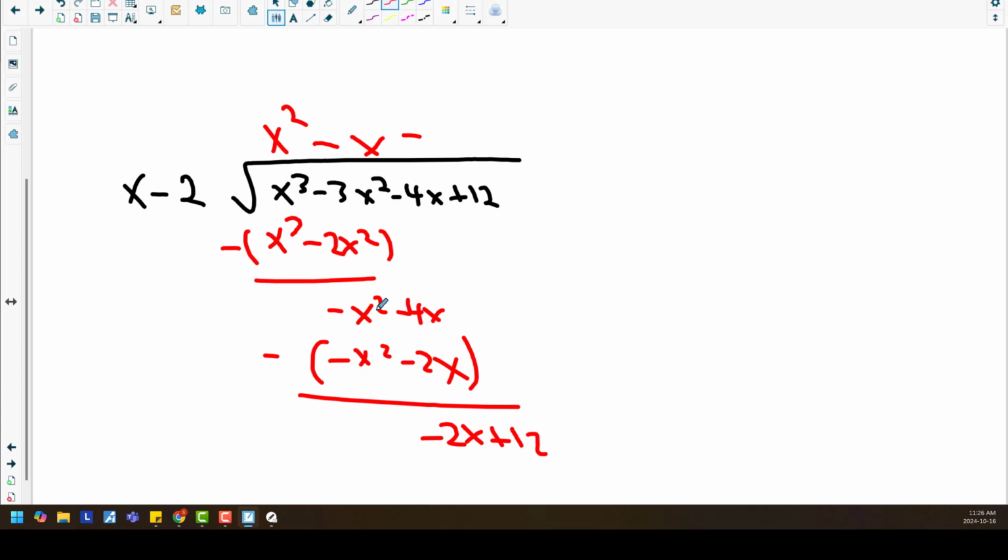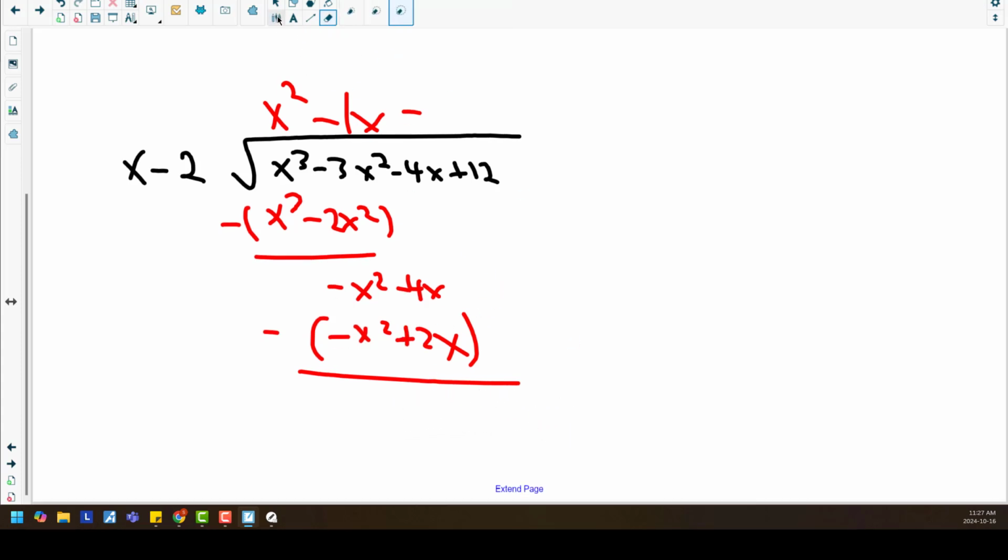So here in this step, I multiply by x squared. X squared times x is x cubed. X squared times minus 2 is minus 2x squared. Subtract the two values. This cancels. Minus 3 plus 2 gives me negative 1. Now I multiply by negative 1. So negative 1 times x is negative x squared. Negative 1 times negative 2 is positive 2.